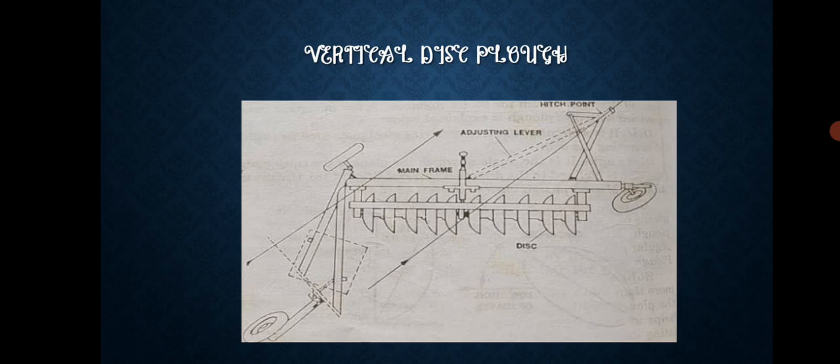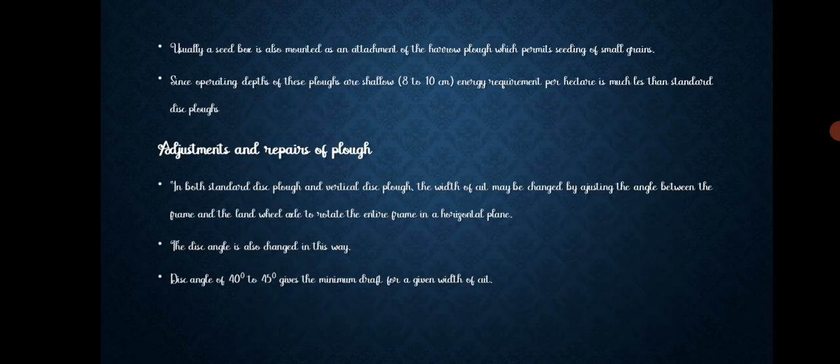In both standard disc and vertical disc ploughs, the width of cut may be increased by adjusting the angle between the frame and the land wheel axle to rotate the entire frame in a horizontal plane. The disc angle is also changed in this way. A disc angle of 40 to 45 degrees gives the minimum draft for a given width of cut.